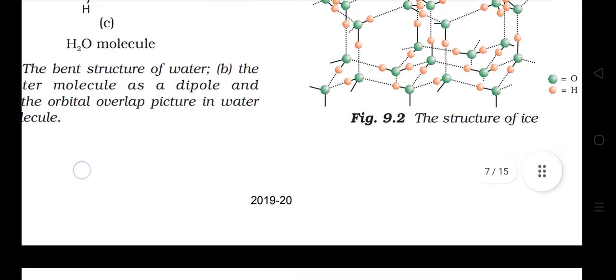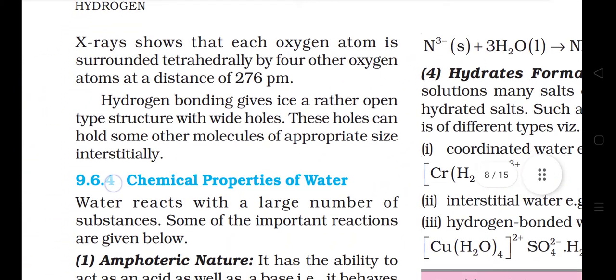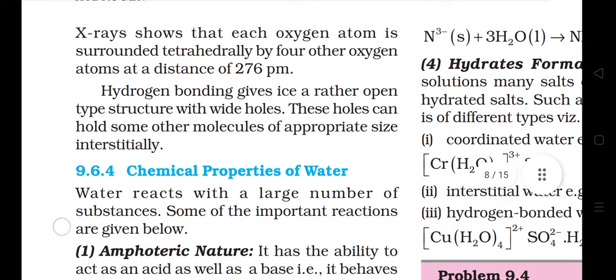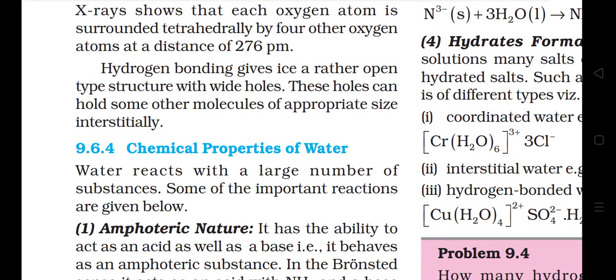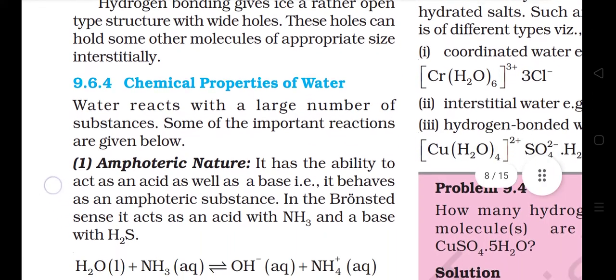Examination of ice crystals with X-rays shows that each oxygen atom is surrounded tetrahedrally by four other oxygen atoms at a distance of 276 picometers. Hydrogen bonding gives ice a rather open type structure with wide holes. These holes can hold some other molecules of appropriate size interstitially.